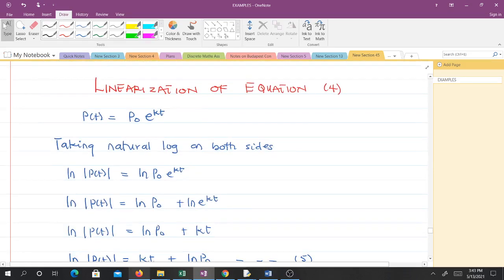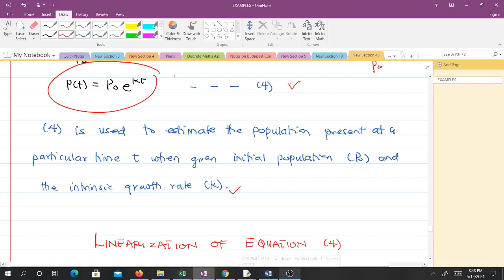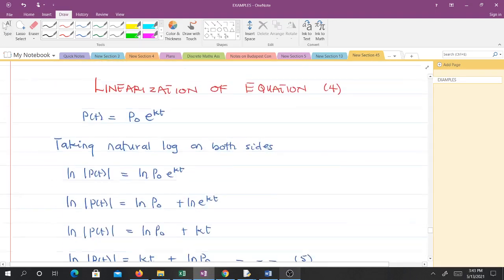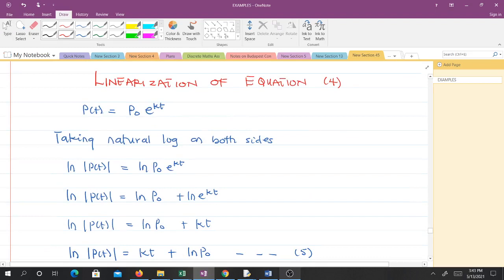So now let's learn how to linearize equation 4. So this is equation 4. How do we linearize it? Because sometimes we will have to do that in order to calculate one or two things. Okay, so we have p of t is equal to p naught e^kt.